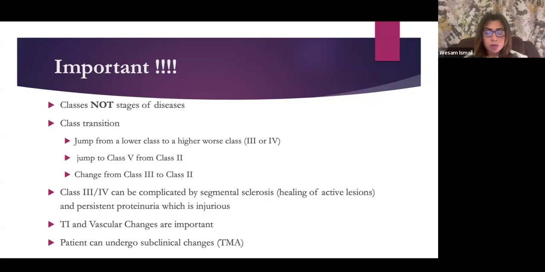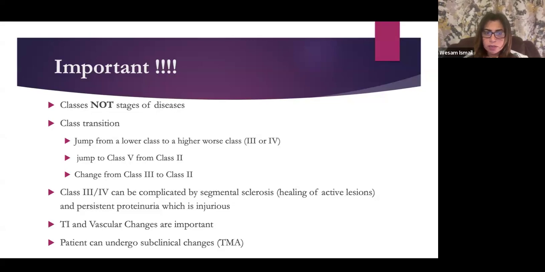Remember the tubulointerstitial disease, tubulointerstitial inflammation, or the tubulointerstitial status in general is very important, and the vascular changes are important. Lupus is not a glomerular disease. It's a renal disease. And what is going to judge the prognosis of your patient is the tubulointerstitial state and the vascular changes, not the glomeruli.